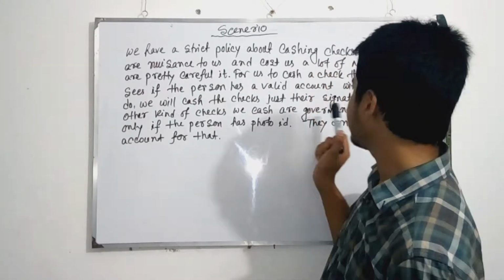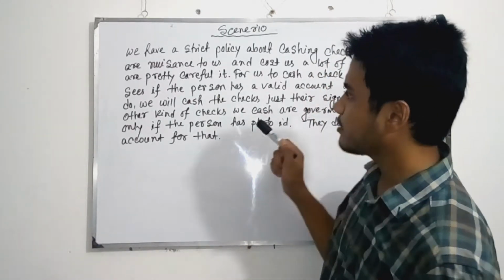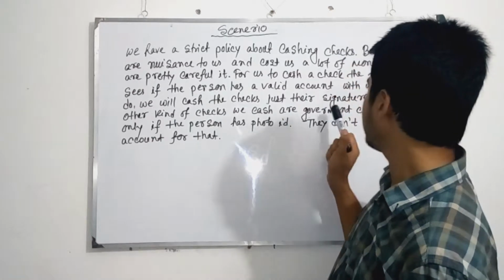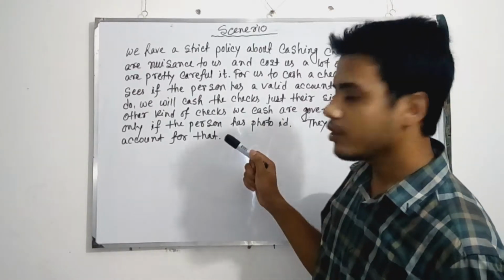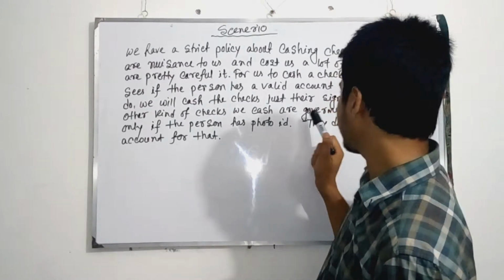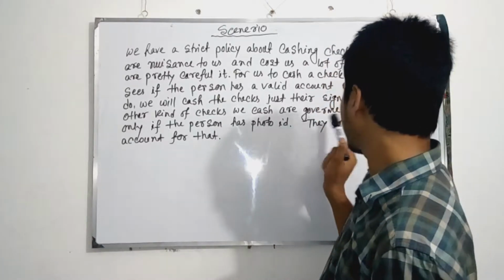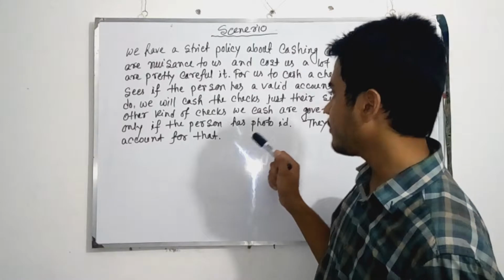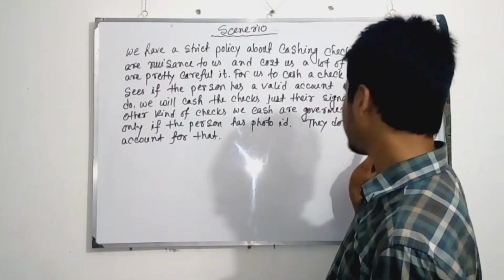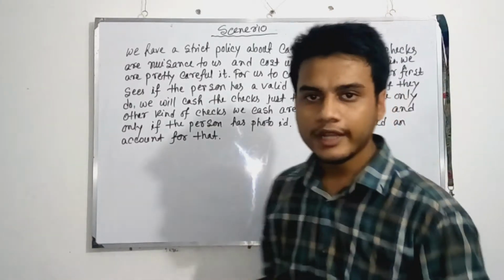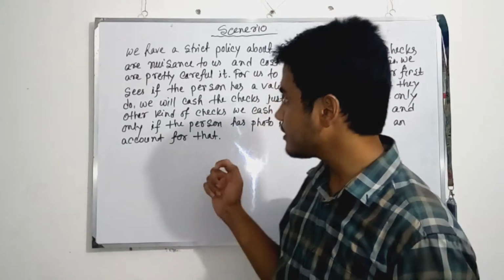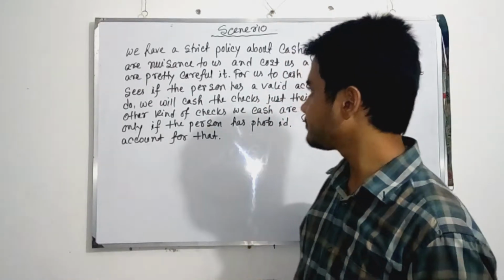For us to cash a check, the teller first sees if the person has a valid account with us. If they do, we will cash checks with just their signature. The only other kind of checks we cash are government checks, and only if the person has photo ID. They don't need an account for that. So this is the scenario and we have to solve this using decision table based testing.